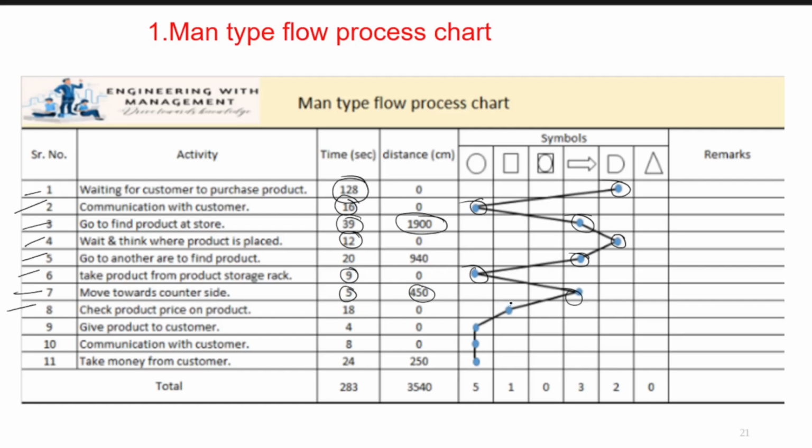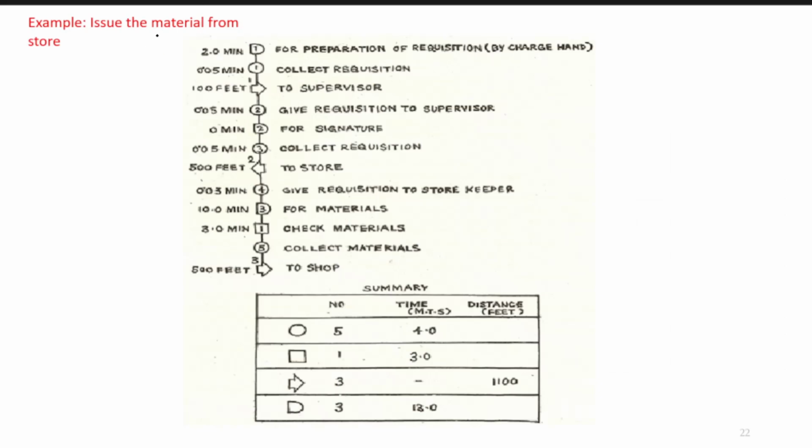Take the price on the product, so it is inspection. Then give the product to the customer. Time is mentioned and it is an operation. Communication with the customer is an operation, and time is mentioned. And take the money from the customer. So this can be said to be a simple example. Now let us go to the conventional example from the mechanical industry.